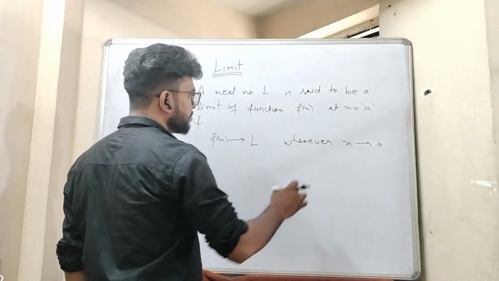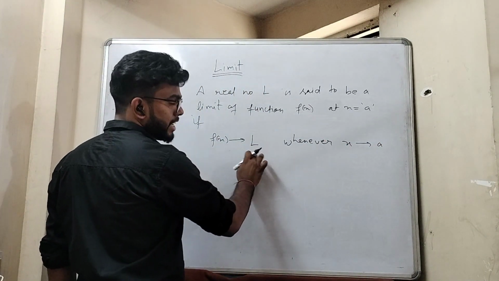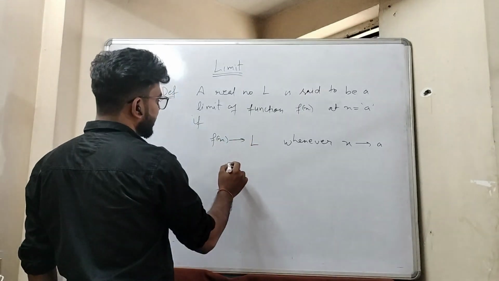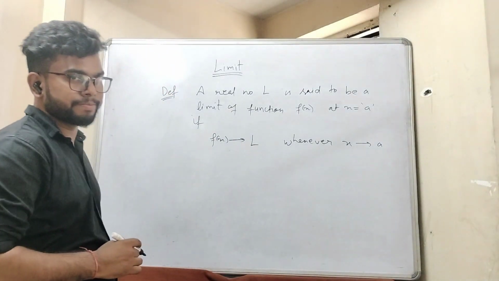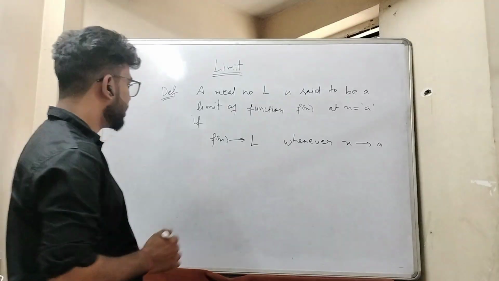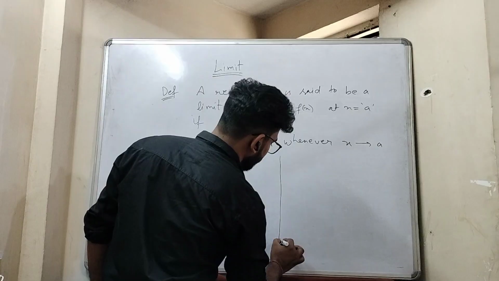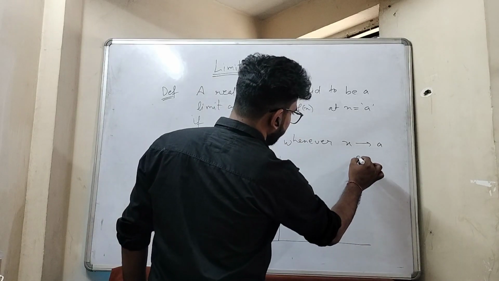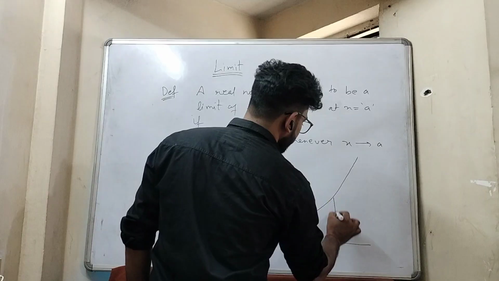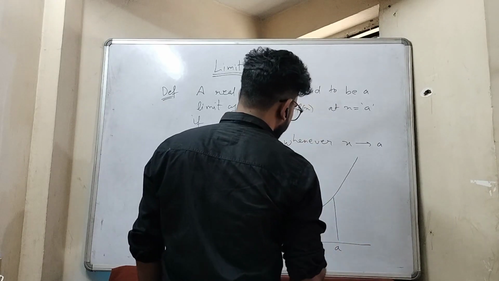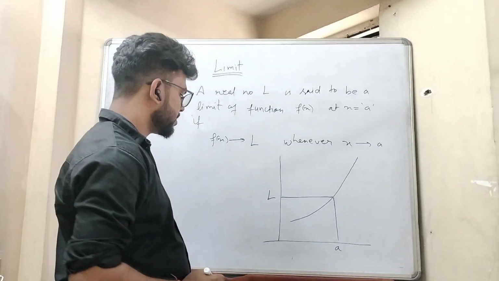It means whenever you are approaching the point A, your function is approaching the point L. This is the way of saying that the function is approaching the point L, right? So now let us do this graphically. Suppose this is the graph of a function, and suppose this is point A and this is point L.